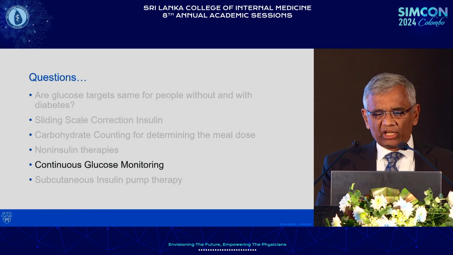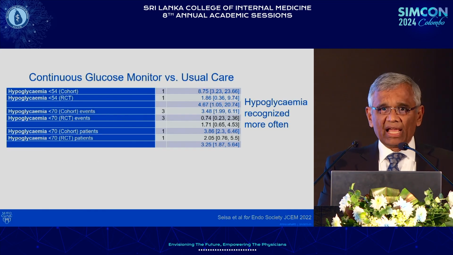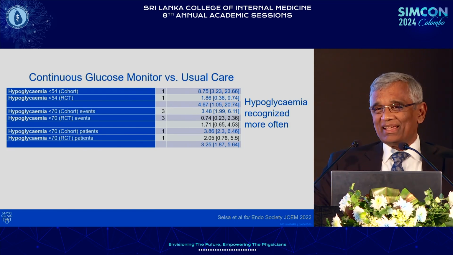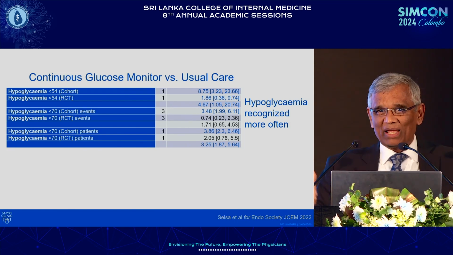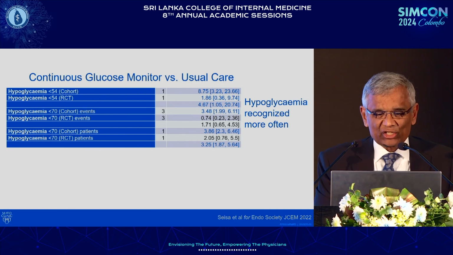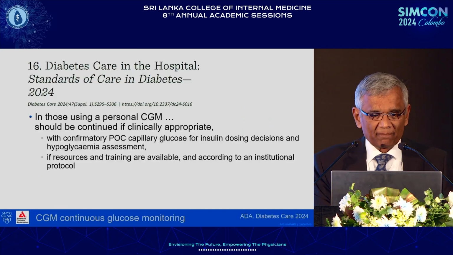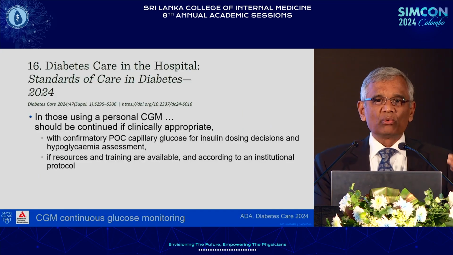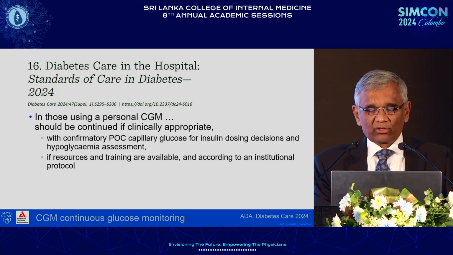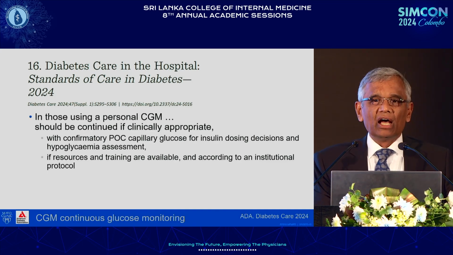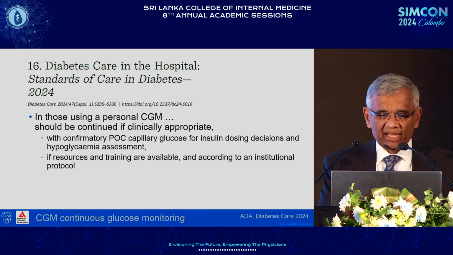A few words about continuous glucose monitoring. Data implies that if you use continuous glucose monitoring, you recognize more hypoglycemias than existed. So it appears there is more hypoglycemia, but there's just more recognition of hypoglycemia, and possibly less hyperglycemia. In those persons who are using CGM at home, it is reasonable to continue using CGM in hospital. We don't start CGM in hospital.